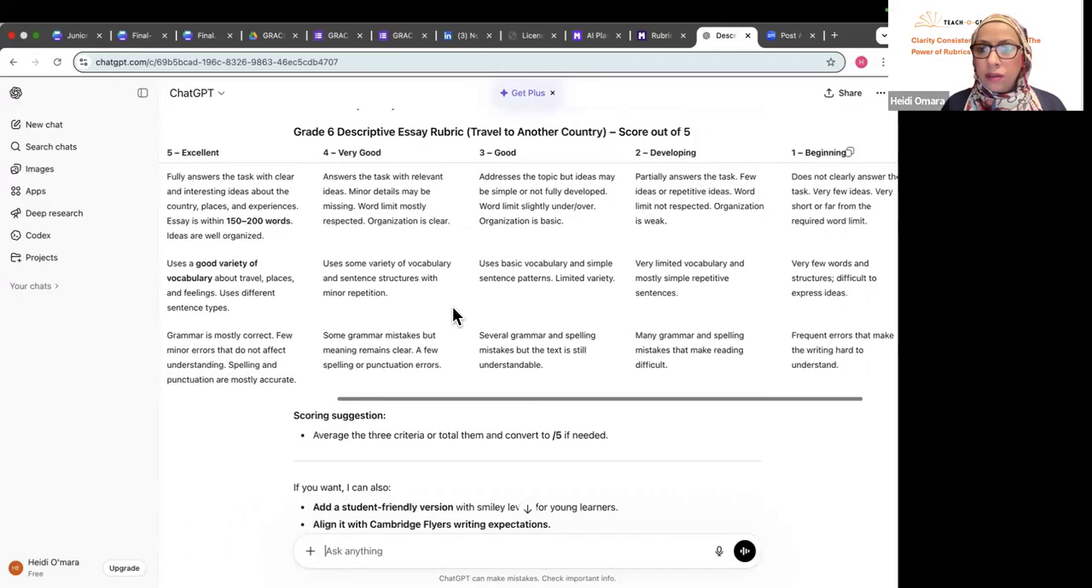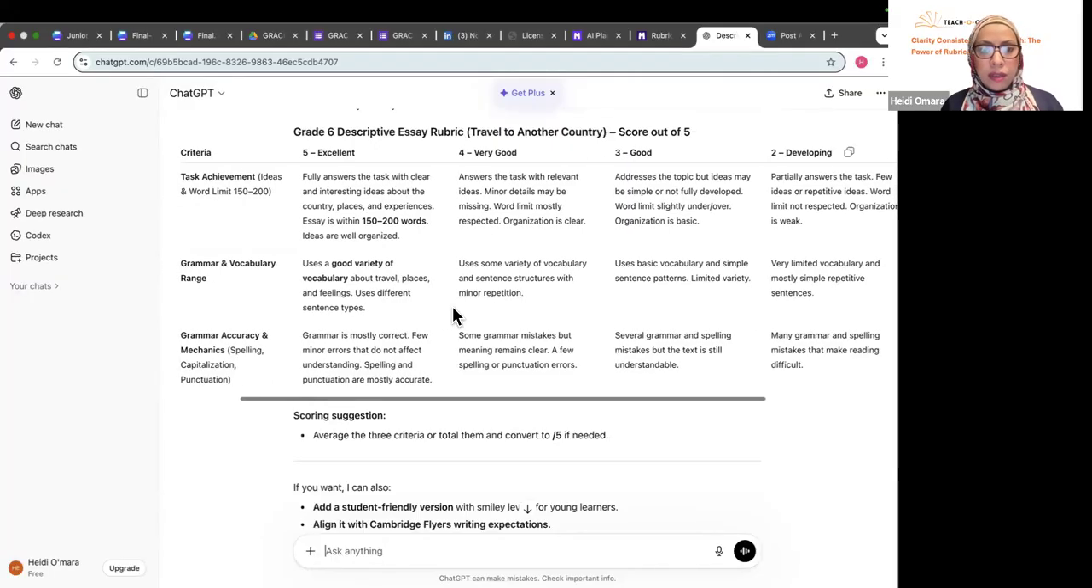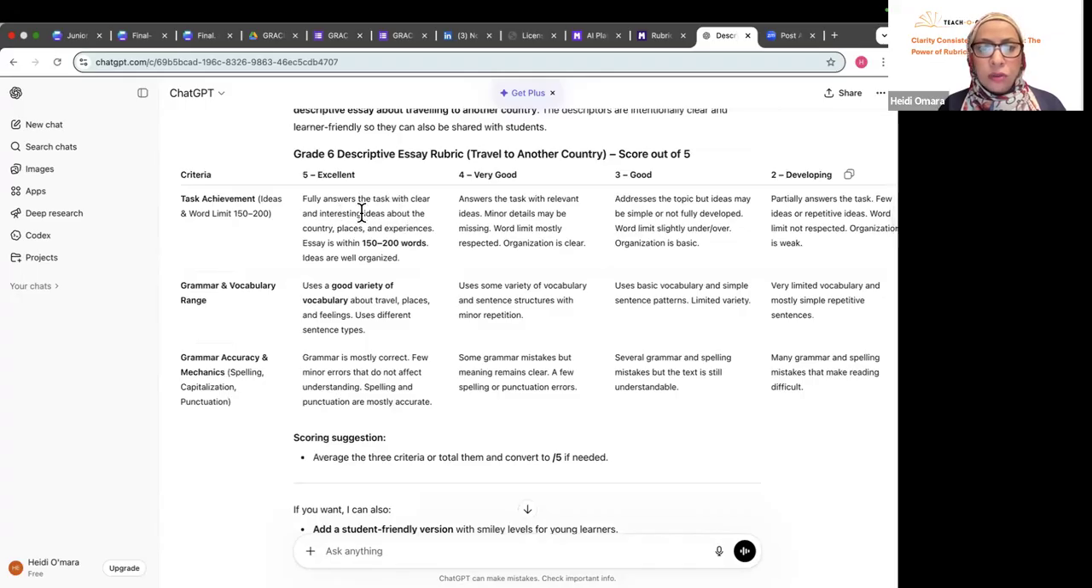Look at this. Here's the rubric. Very nice and easy. Look at the specification, fully answer the task with clear and interesting ideas about the country, places, and experiences. Essays within blah, blah, blah. Ideas are well organized. Answers the task with relevant ideas. Minor details may be missing.